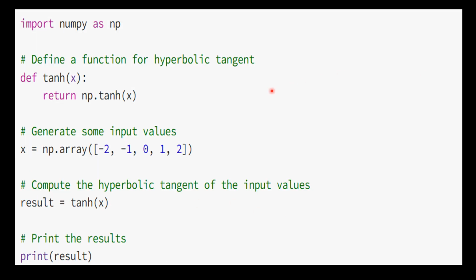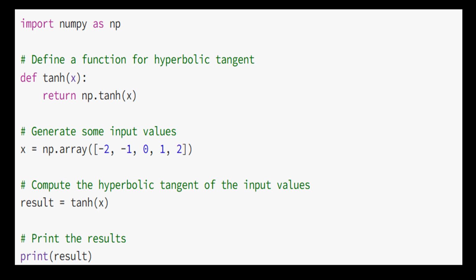Then comes tanh or hyperbolic tangent. Now this hyperbolic tangent is similar to sigmoid, but it outputs a value between minus 1 and 1. It is also used in neural networks, but it is less popular than ReLU and sigmoid functions. Now this code snippet will define a function called tanh in Python, which calculates the hyperbolic tangent of a given input X. It then generates an array of input values X, passes those values to the tanh function and stores the result in the result array. And finally, the code prints the resulting array.